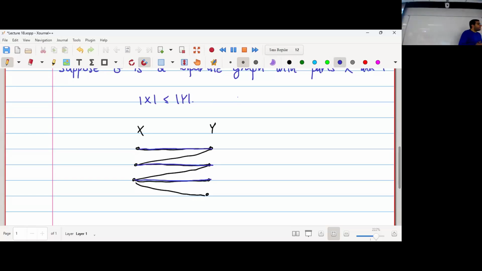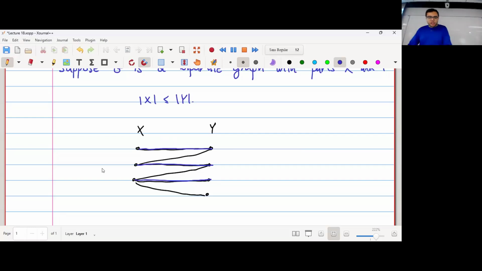But I want to find a condition that is both necessary and sufficient for having a matching that matches all of X. I don't care if all of Y is matched, because Y might be bigger than X, and I have a bipartite graph, so maybe it's even impossible to match everything in Y. But I want to see if I can match everything in X. Okay. So first of all, suppose that I do have such a matching. Suppose that I have a matching that has matched everything in X to something in Y.